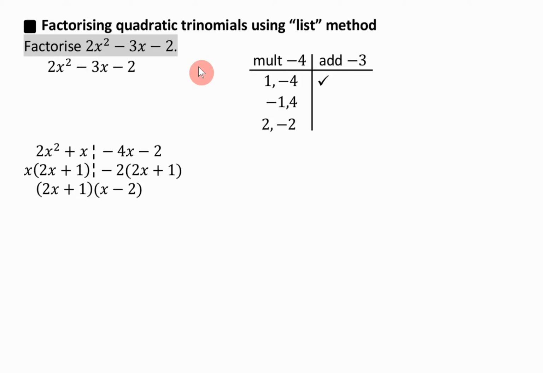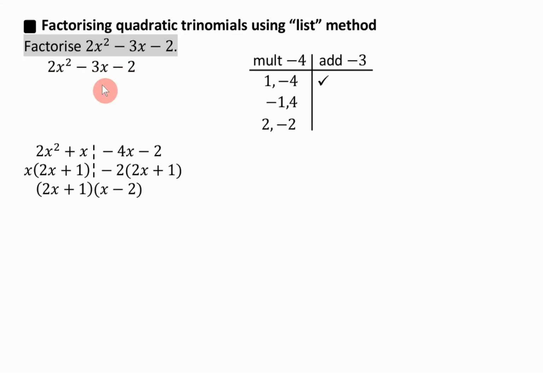In this example, I want to show you how to factorize a quadratic expression, but this time using the list method. I've shown you how to use a guess method before, but now I want to show you how to use a list method. It's called the list method, by the way, because it involves a list. I just called it that. You could call it anything you want, really. Anyway, we're going to use this method to factorize this expression here, 2x squared minus 3x minus 2.